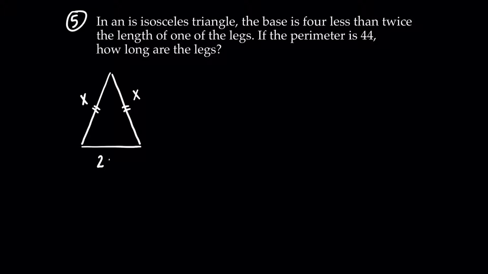The base needs to be 4 less than twice that length. So let's do twice that length, and then if you do 4 less than that, you should have 2x minus 4. Be really careful. Some people are tempted to write 4 minus 2x because they see 4 and then they think that means less than twice the length. Don't do that. This is way wrong. Okay? You want to think about it. If you are 4 less than something, then you have that something and you must be subtracting 4.